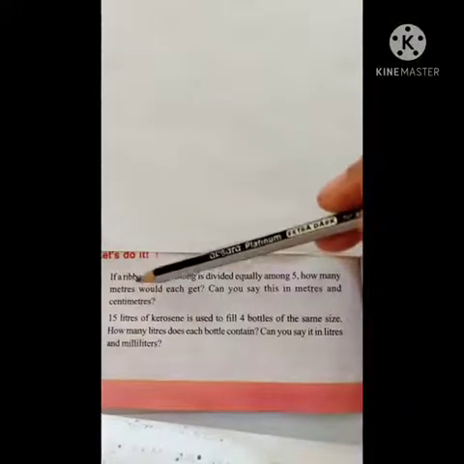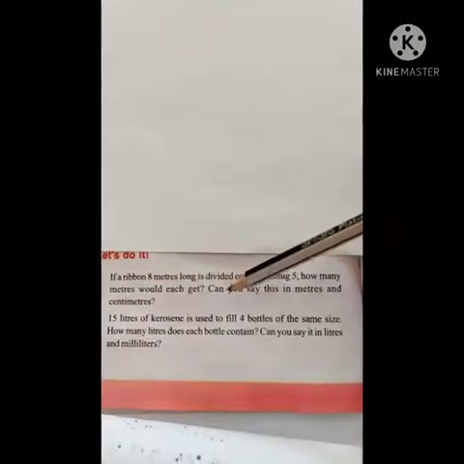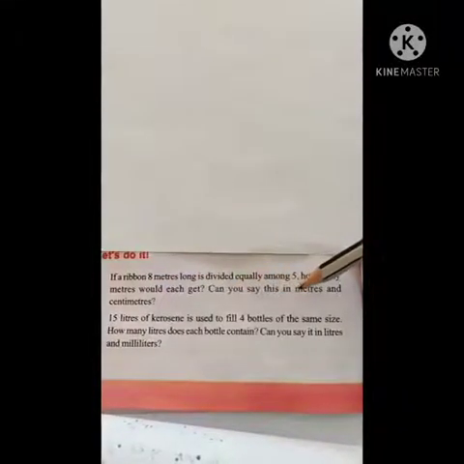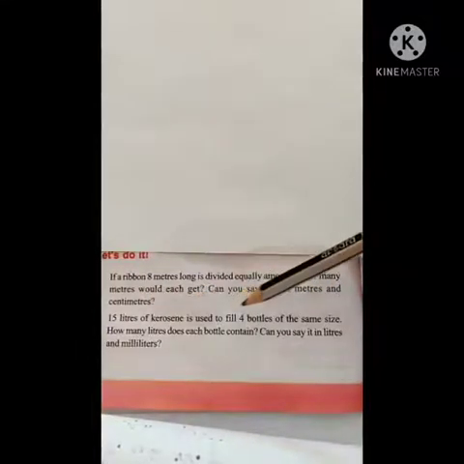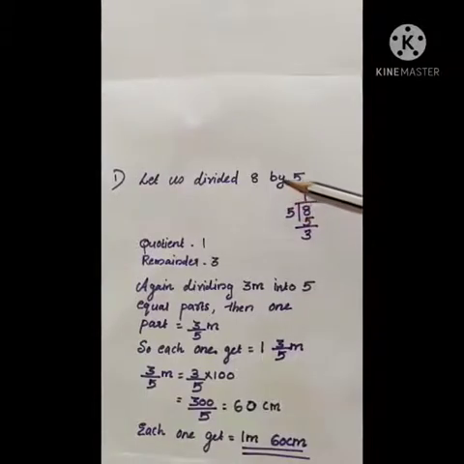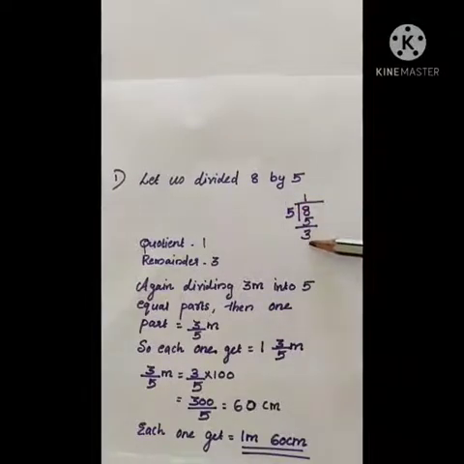Look at the question. If a ribbon 8 meter long is divided equally among 5, how many meters would each get? Can you say this in meters and centimeters? Let us do. We know that the total length is 8 meter and it is divided among 5. So first we divide 8 by 5. Then we get the quotient as 1 and the remainder as 3.